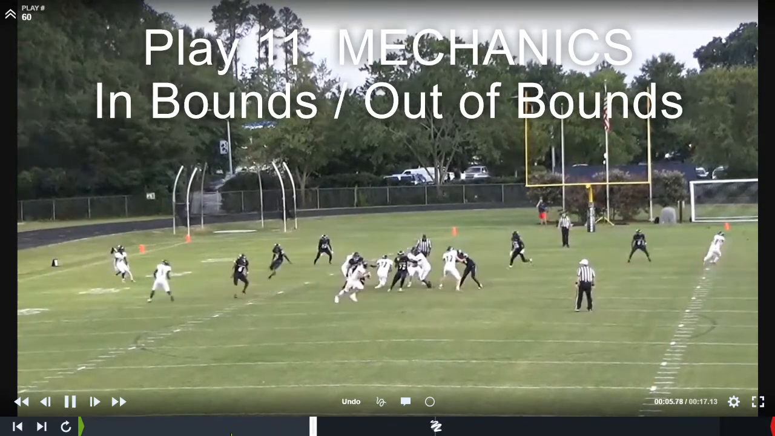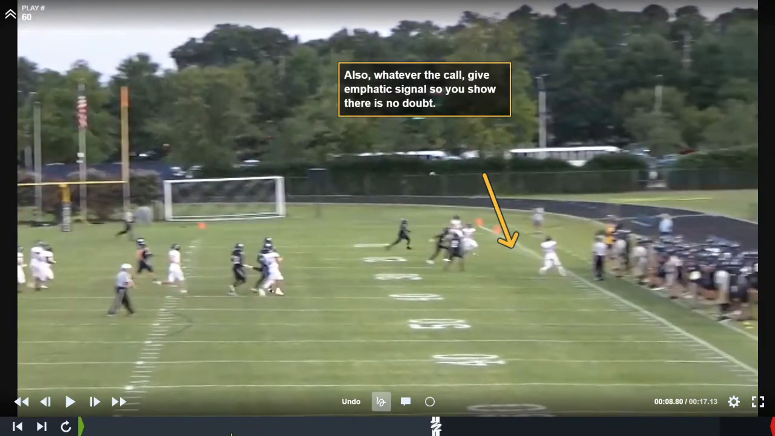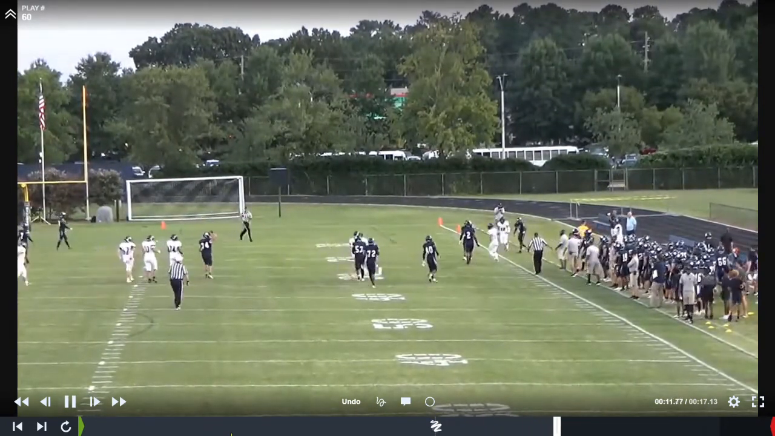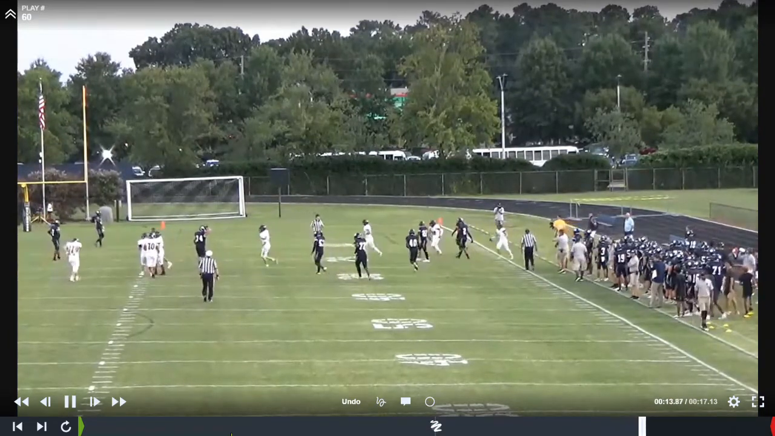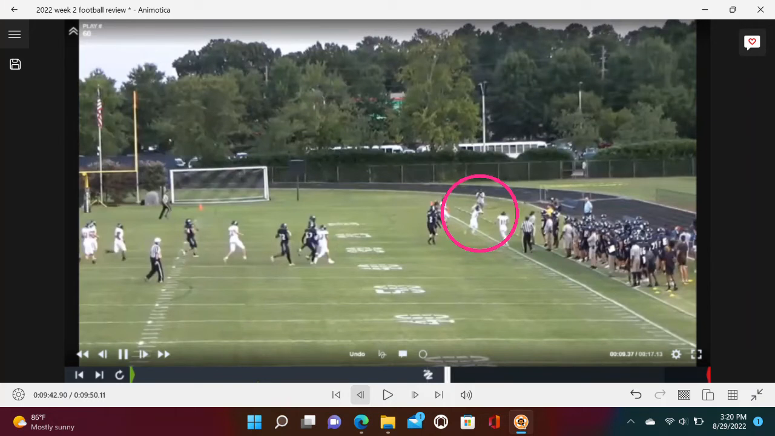Play number 10, we're going to look at 2 things. We're going to look at mechanics of the wing official here in the inbounds, out of bounds. So first of all, we have a potential for a receiver catching the ball prior to going out of bounds. Now, 2 things here. We have to rule number 1, did the receiver catch the ball inbounds or out of bounds, and did he have possession of it? And that's a decision that has to be made.